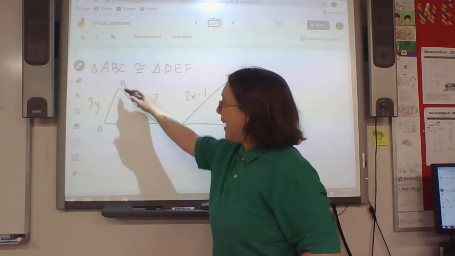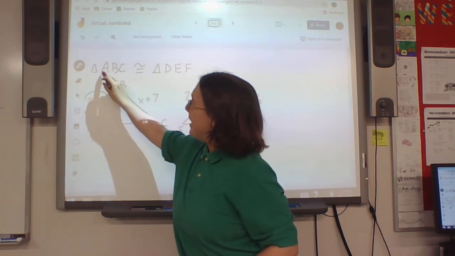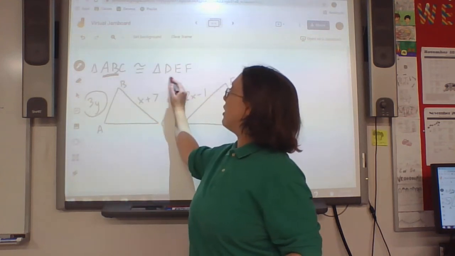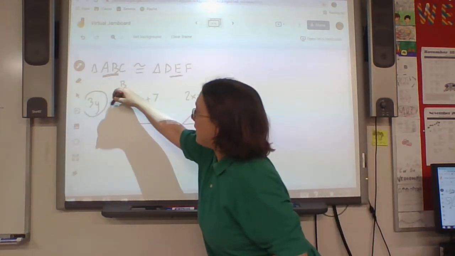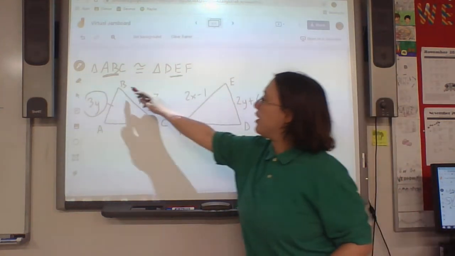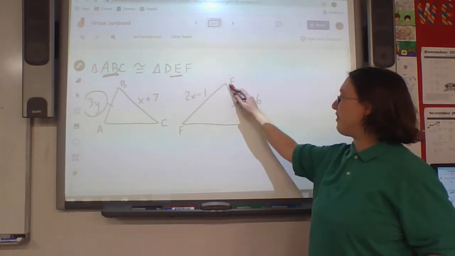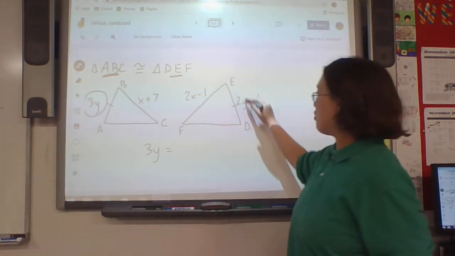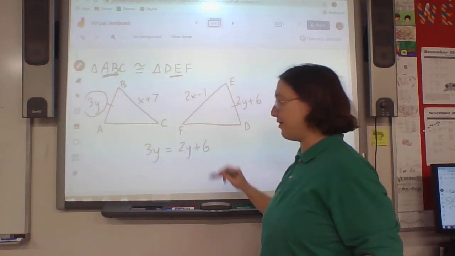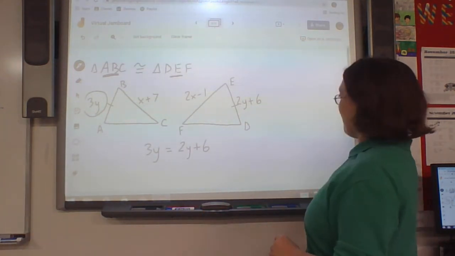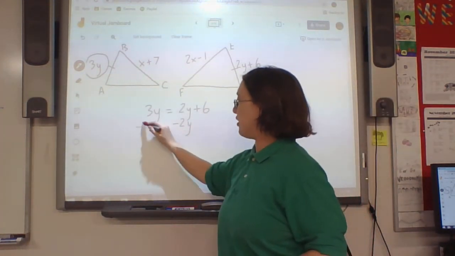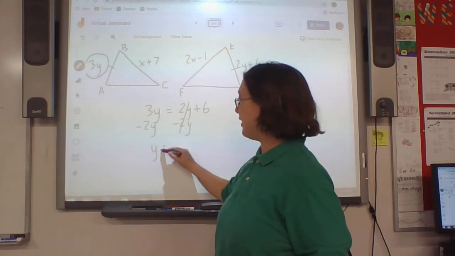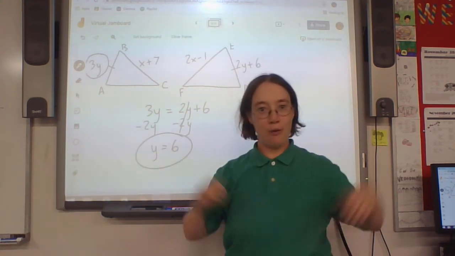So if I'm looking over here at AB, if ABC is congruent to DEF, then AB is going to be congruent to DE. So this part over here, even though it's not marked, we know this part has to go with this side over here. So we can take that 3y and set it equal to this 2y plus 6. And that's just a bunch of algebra. So now we're going to subtract 2y, subtract 2y. These are gone. 3y minus 2y is 1y, also known as y. And boom, we got y.